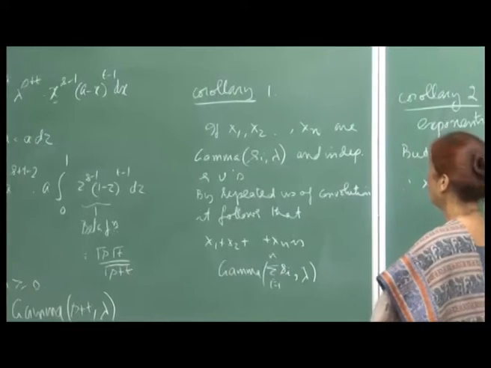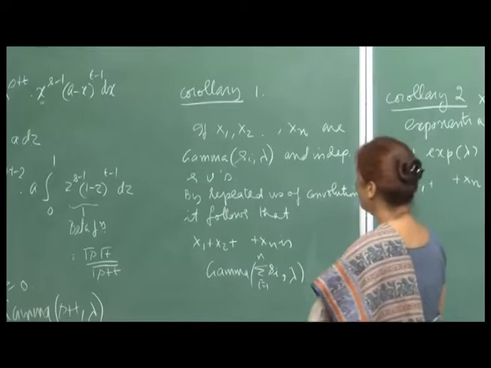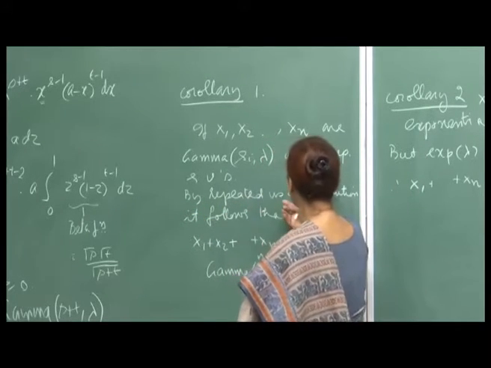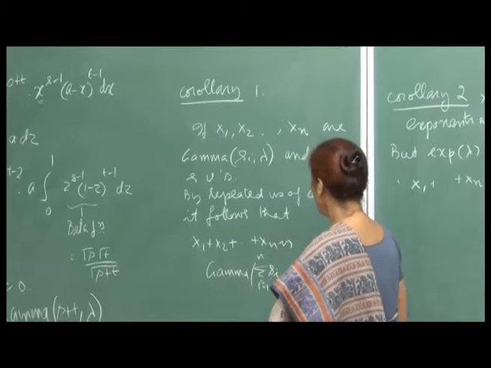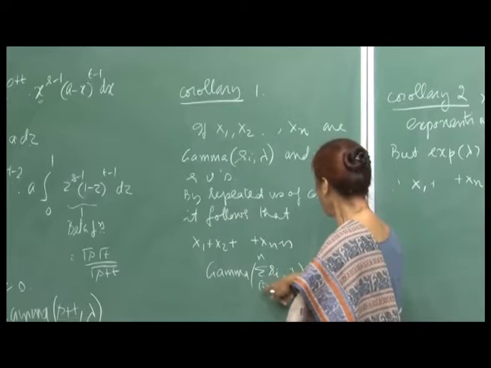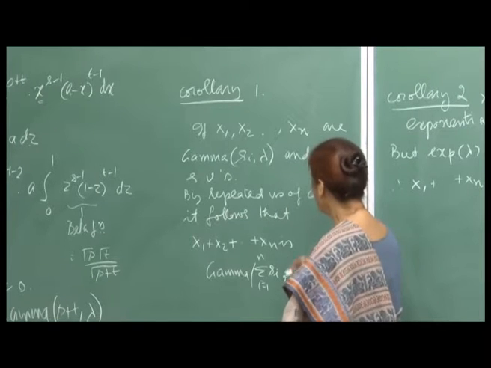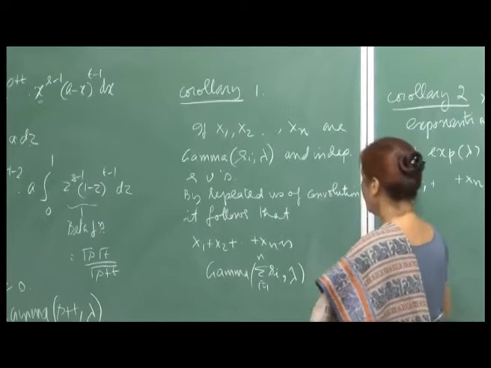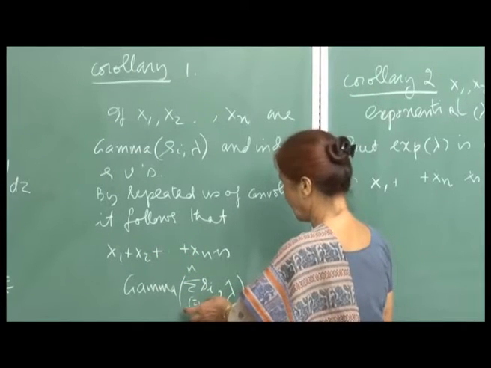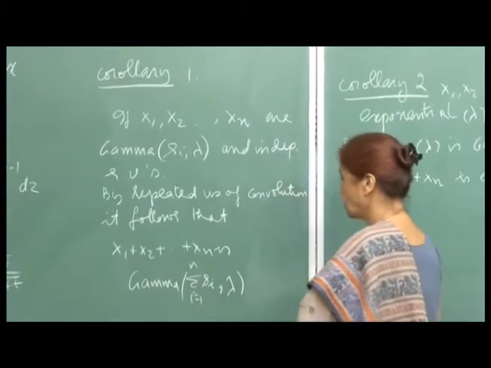So, corollary first is that if x 1, x 2, x n are gamma s i, lambda and they are independent random variables, then by repeated use of convolution, as we did earlier, it follows that x 1 plus x 2 plus x n will be gamma sigma s i, i varying from 1 to n, comma lambda. So, here of course, this thing is immediate, that is you are adding, the distribution is not changing, it is just that the parameter is changing, and that also the first parameter. The second one, that is a common one, that remains the same, right.